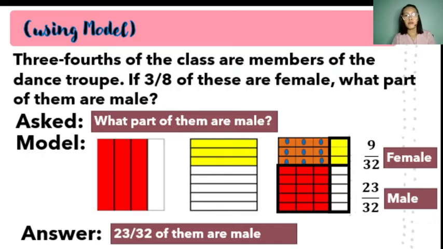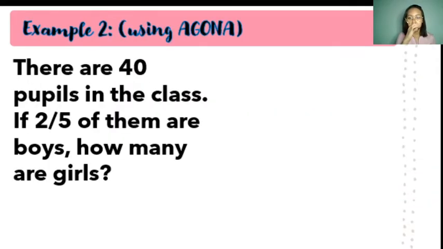Kung mapapansin niyo, parehas lang yung naging sagot ni Agona and ni model. So, you may use any of the two as long as parehas po yung magiging sagot natin or magiging final answer natin. Let's have another one. So, there are 40 pupils in the class. If 2/5 of them are boys, how many are girls?